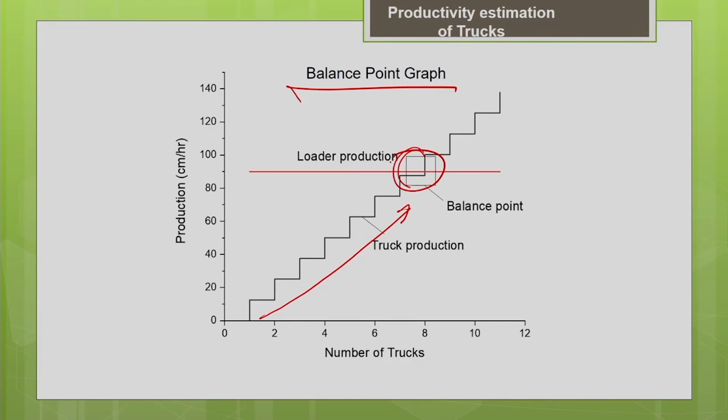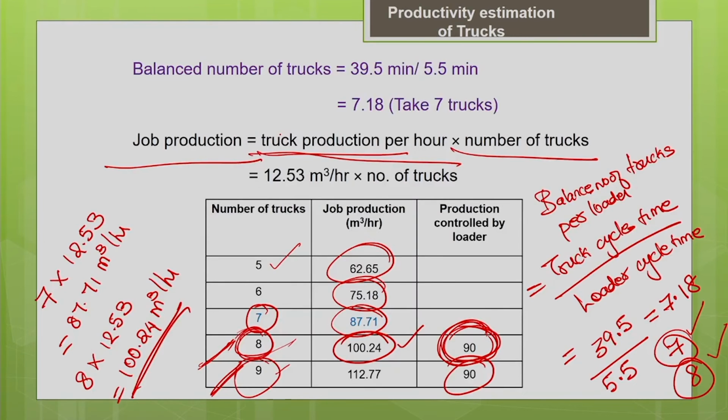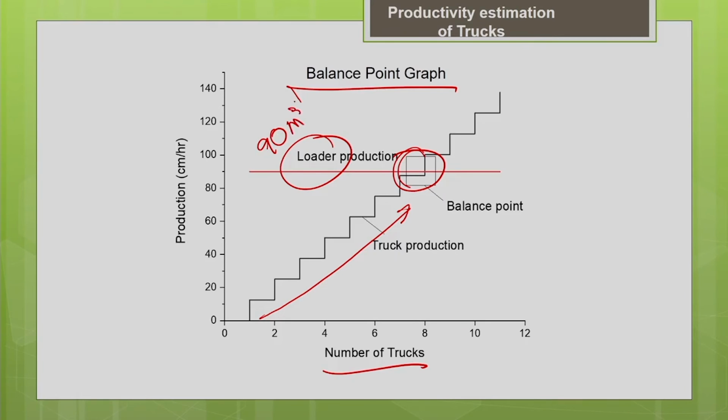At the balance point, you can see that the productivity of your truck and the productivity of the loader will be the same. Okay, loader productivity is 90, right? The loader productivity is 90 meter cube per hour. At the balance point, both the machines are working at the same productivity.